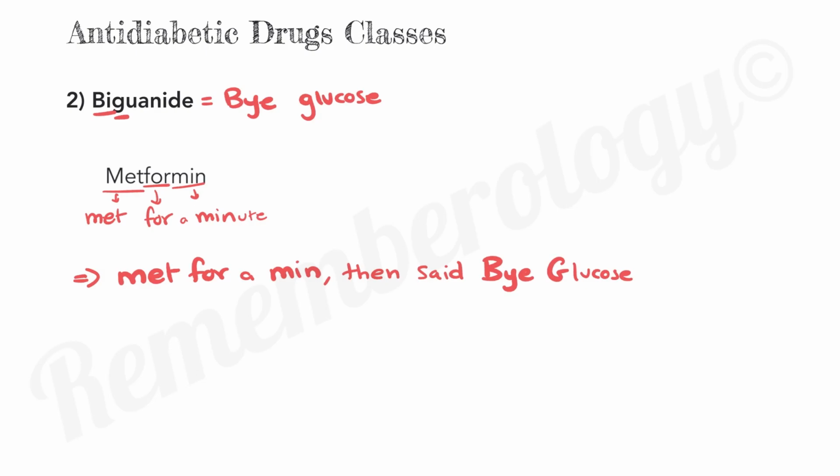Of course, when you meet someone for a minute, the next thing you're gonna say is "by." So "met for a min," then said "by glucose." Met for a min is metformin, by glucose is biguanide.